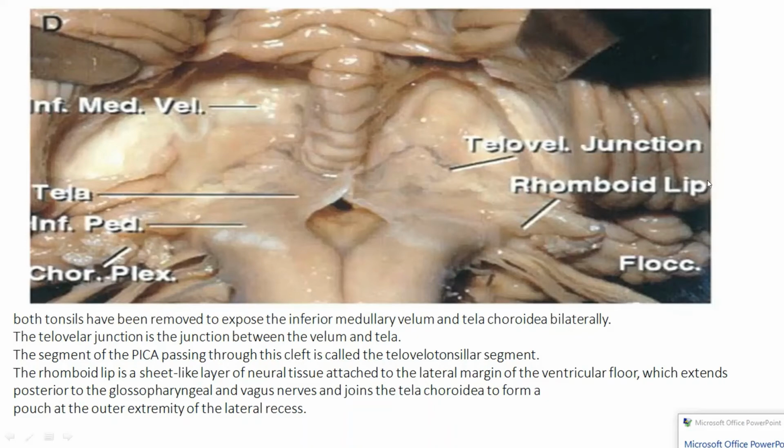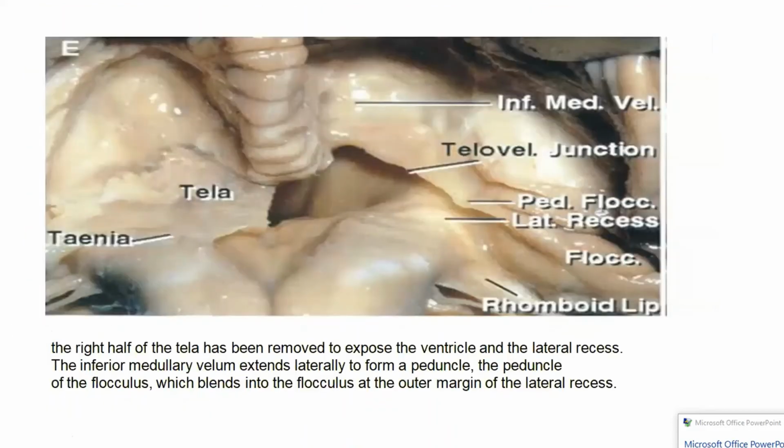This structure, which is the rhomboid lip, is a sheet-like layer of neural tissue which is attached to the lateral margin of the ventricular floor, which extends posteriorly to the glossopharyngeal and the vagus nerve. So these structures are actually important with reference to the cranial nerves. Here you have the exit to the cranial nerves. And this also forms a pouch at the outer extremity of the lateral recess. Now this is the cavity of the fourth ventricle. This is extending laterally through the lateral recess. This is the midline structure, the foramen of Magendie, through which you would enter the fourth ventricle.